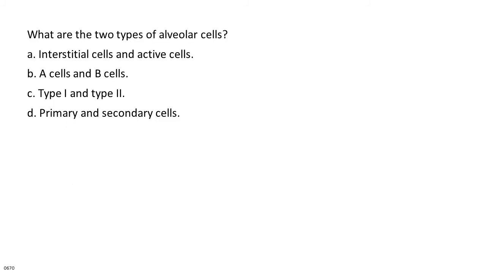What are the two types of alveolar cells? A. Interstitial cells and active cells. B. A cells and B cells. C. Type 1 and Type 2. D. Primary and secondary cells.